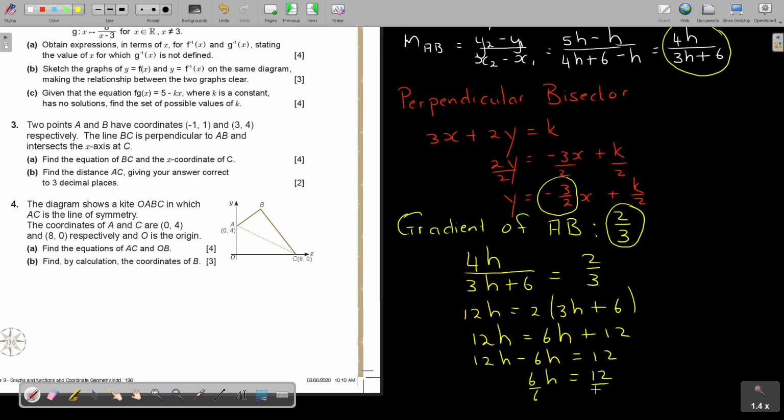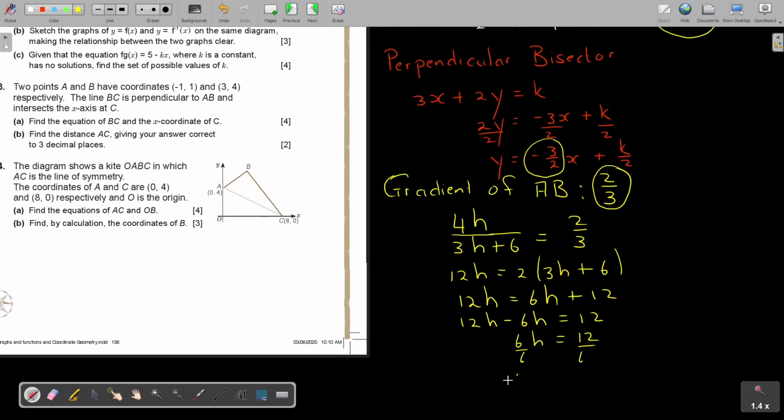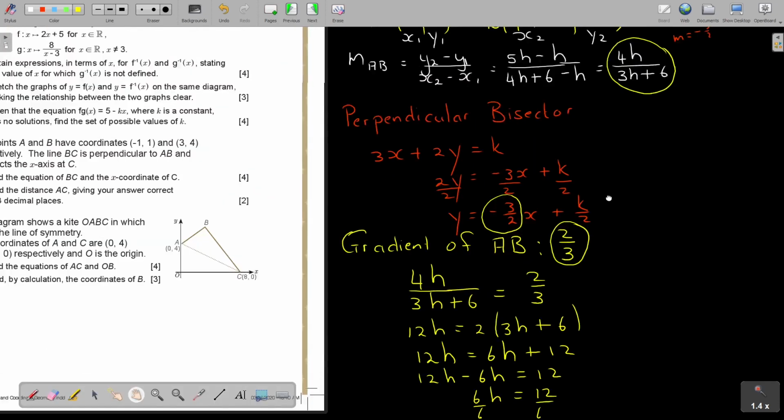Divide by 6, divide by 6. So therefore, h is equal to 2. Okay, so I already have h. Now, I must just go and find k. But let's just go back.